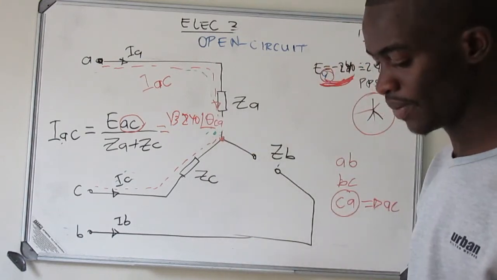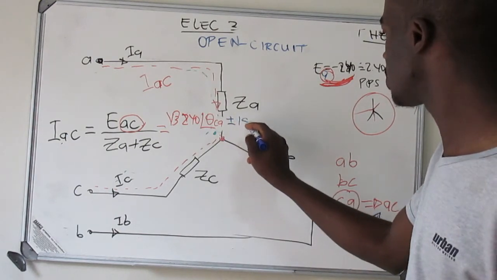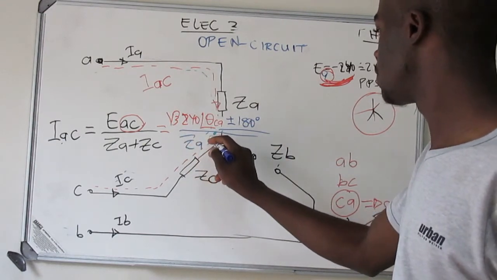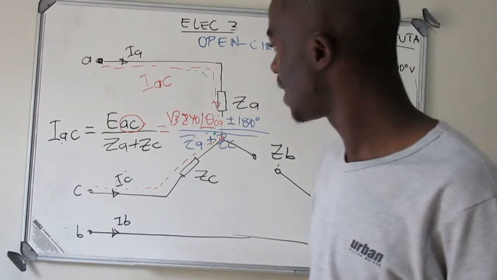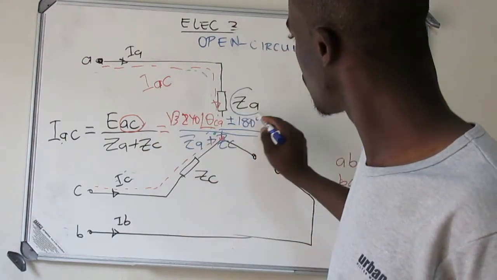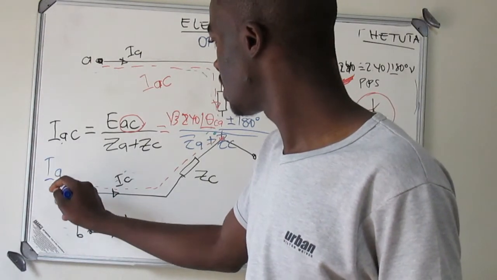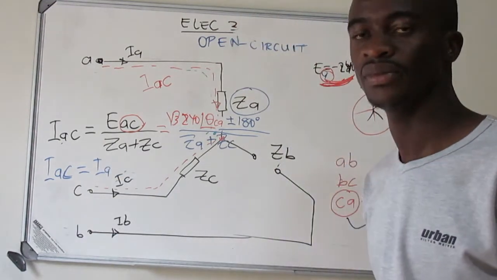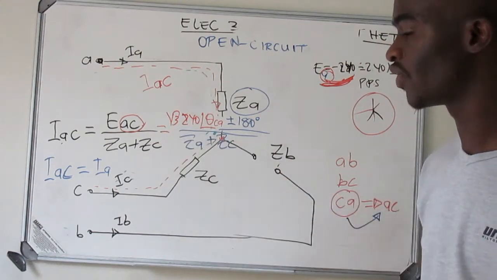But to make CA into AC, you need to add or subtract 180 degrees. Then you divide by the addition of the two impedances. Okay? But remember, this current IAC is the same current that is flowing across the impedance ZA. So we can say our current IAC is the same as the current IA. This is the first step when you have to solve this problem.